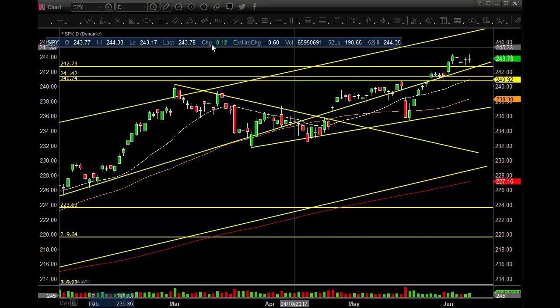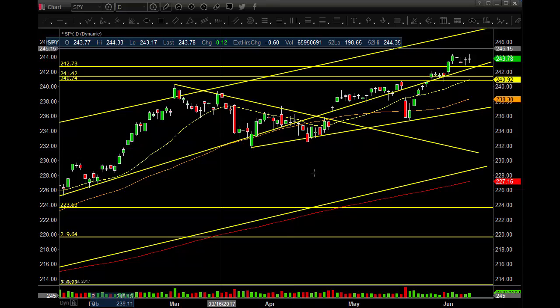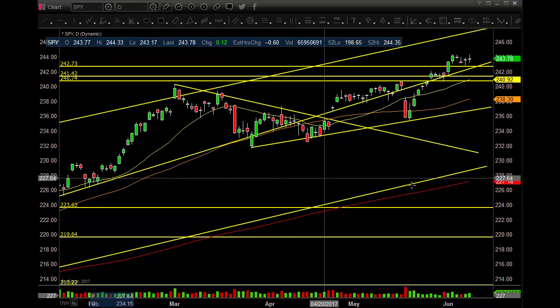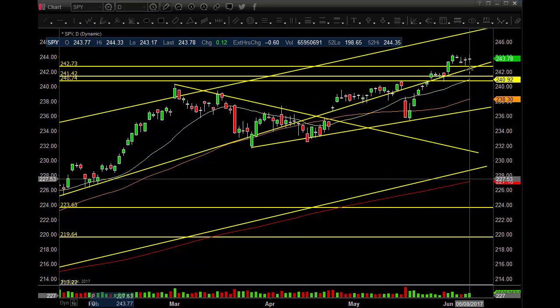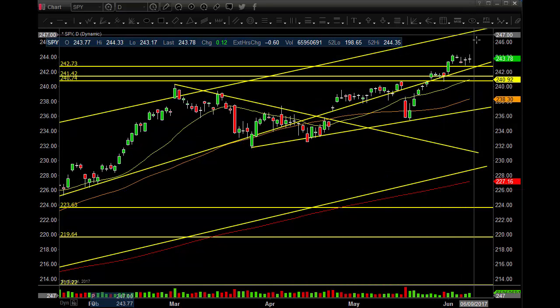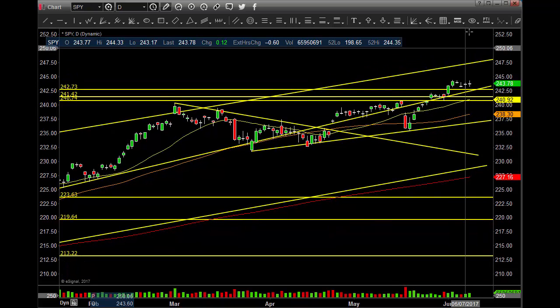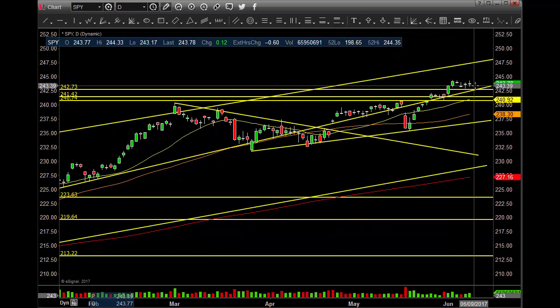65 million on the day, 12 cents up. Pretty much a flat day overall on most indexes, except for the IWM, which we'll get into next. But we're above the MAs still, the 20, 50, and the 200. Good stance, setting up for possible higher prices, 250, 252. We'll see if this bullish pattern plays out.